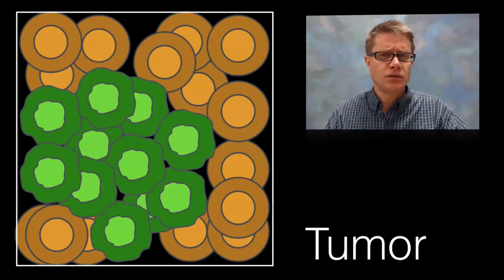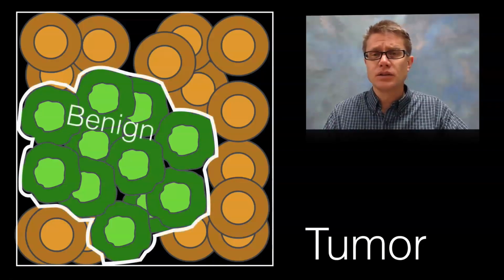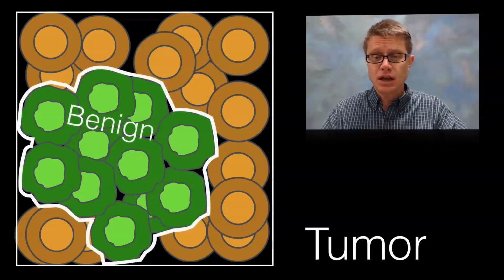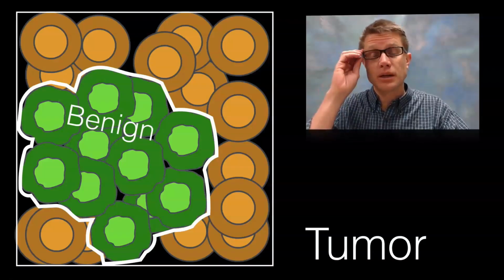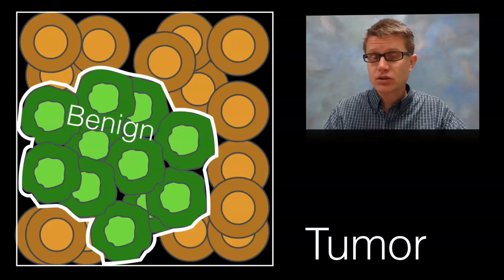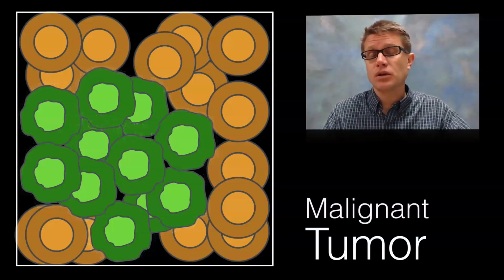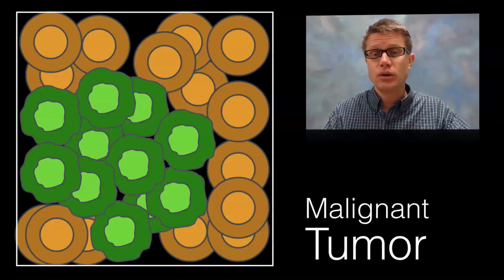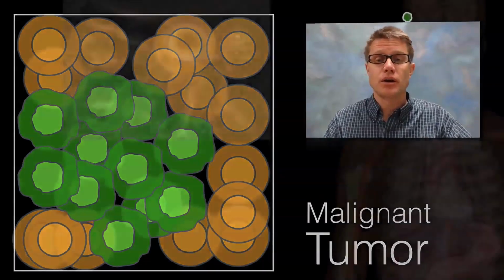Now, there are two types of tumor. If those cells are restricted to that one area and stay within a membrane, we call those benign tumors, and that's not cancer. But if there is no restriction to that area, it becomes what's called a malignant tumor. And that's really a definition of what cancer is. It's when we have these uncontrolled cell growth and those cells that show uncontrolled cell growth spreading throughout our body.